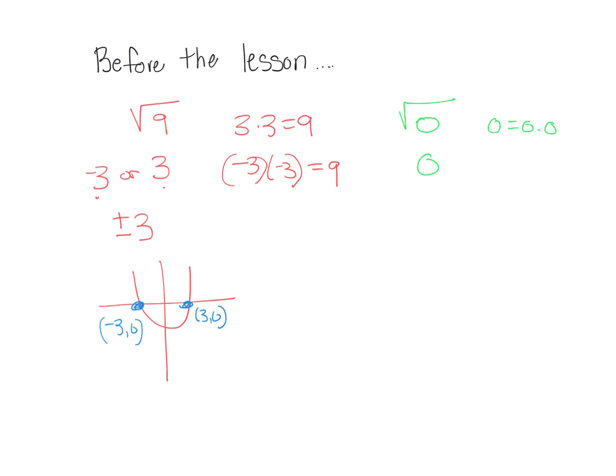So where over here we ended up with two solutions, when we take the square root of 0, what's going to happen when we do our graph is that we're going to see that our parabola is only going to have one solution. It is just going to touch the x-axis in just one place.